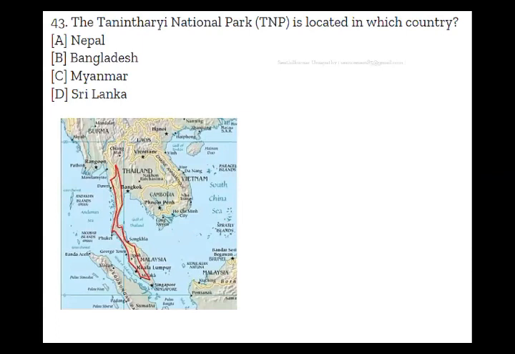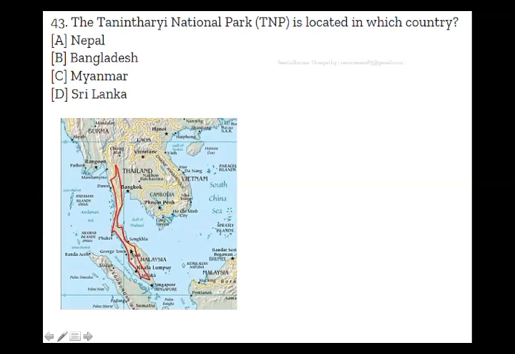Tanintharyi National Park is located in which country? Probably on the map you can easily identify. It belongs to the country Myanmar. In that Myanmar zone, you will find the Tanintharyi hill range. Thailand is on the right side, where you would see Thailand prominently. But this Burma is the Myanmar zone. Burma is nothing but Myanmar. Myanmar extends to this level, where you will find the Tanintharyi hill range.